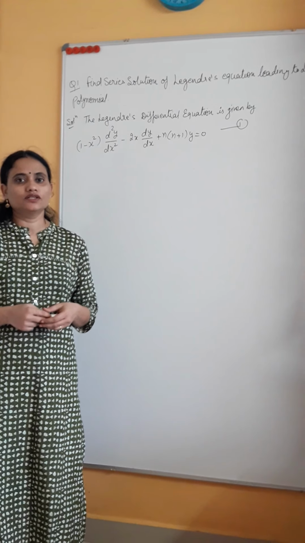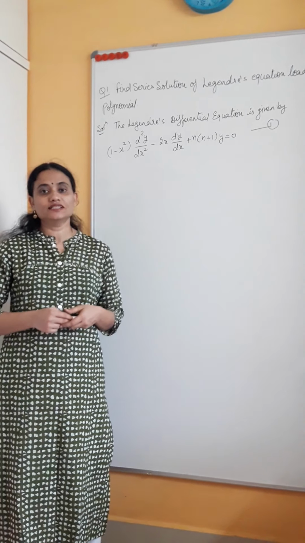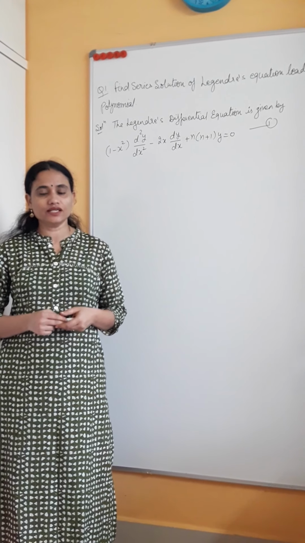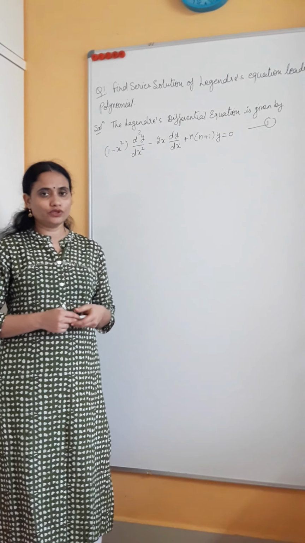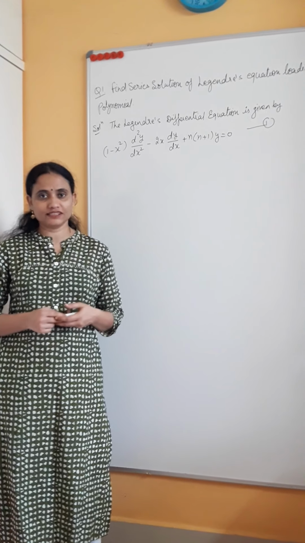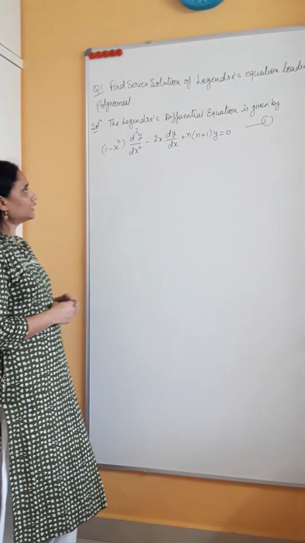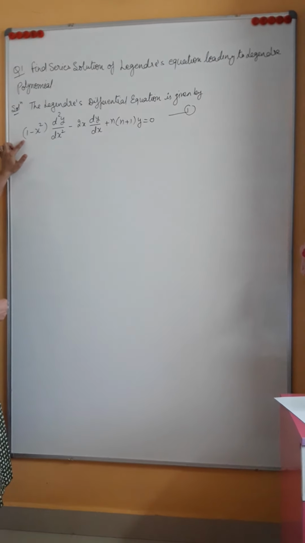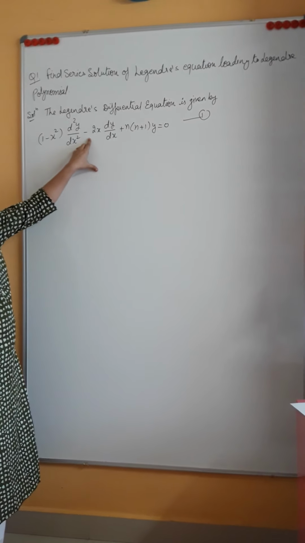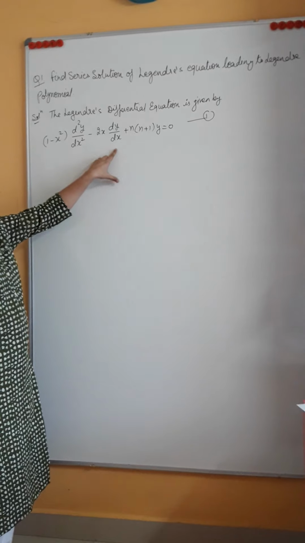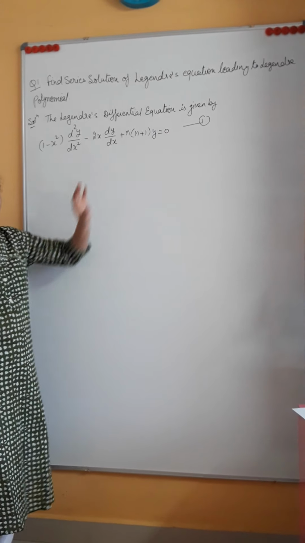Hello everyone. So in series solution of differential equations, we have discussed series solution of Bessel's equation and the orthogonality of Bessel function. So today we are going to do series solution of Legendre's equation. So first of all, what is Legendre's equation? Legendre's equation is given by (1 minus x square) d2y by dx square minus 2x dy by dx plus n into (n plus 1) y is equal to 0.